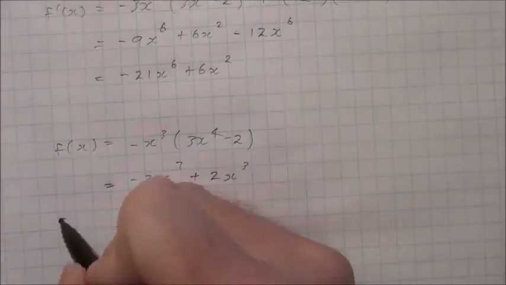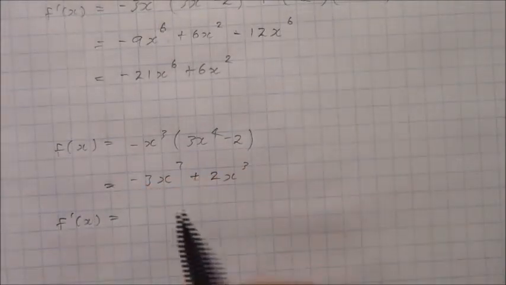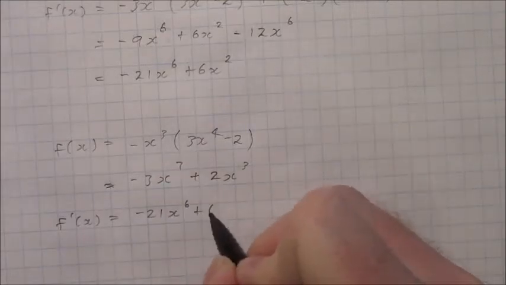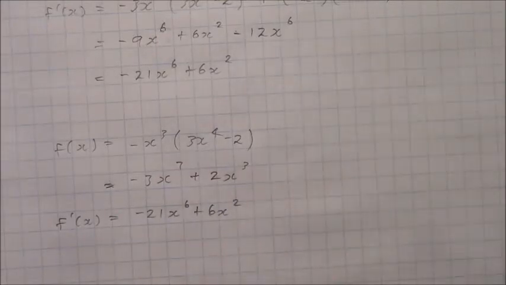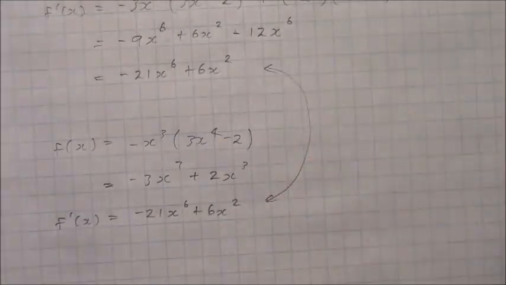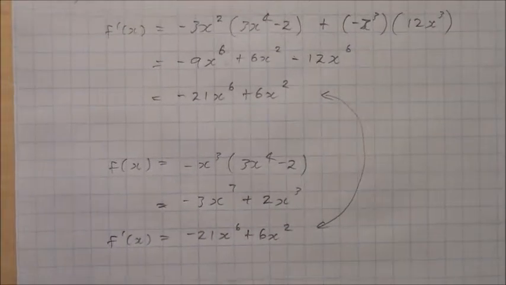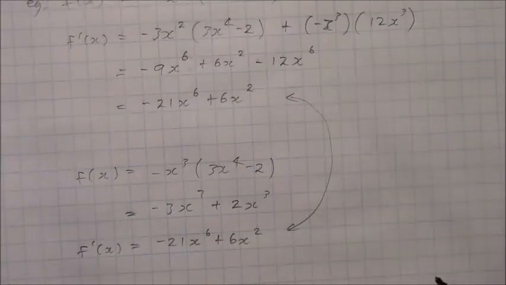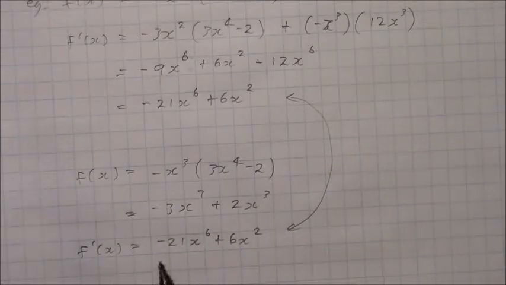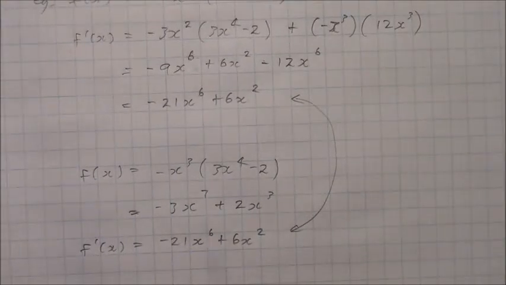Okay, seems pretty simple. And then we take the derivative, so we get negative 21x to the power 6 plus 6x squared. So we notice that, of course, the derivatives of these two functions are exactly the same because they came from the same original function. The second method was just multiplying the two functions together and then taking the derivative. So it looks like it's a lot less work in this case, and that's very true.